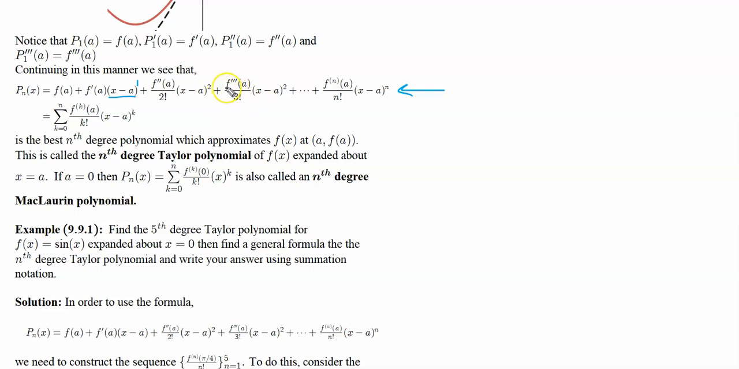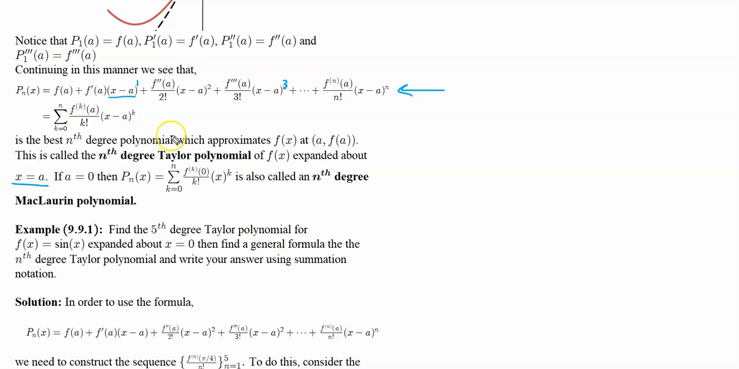Then, continuing, we have the third derivative of f at a, divided by 3 factorial, times (x minus a) cubed. And then we just continue, and we end with the nth derivative of f at a, divided by n factorial, times (x minus a) to the nth power. This is called your nth degree Taylor polynomial, expanded about x equaling a, whatever the base point a is that you're working with.